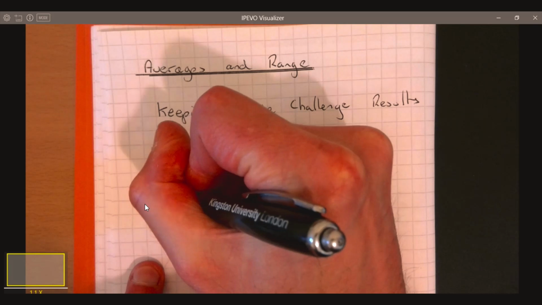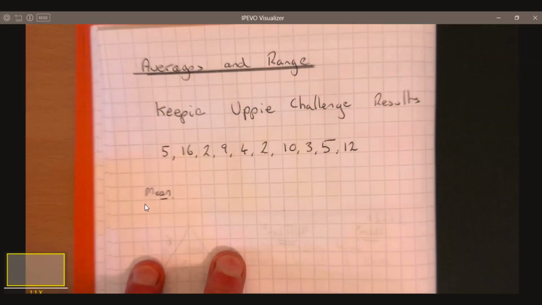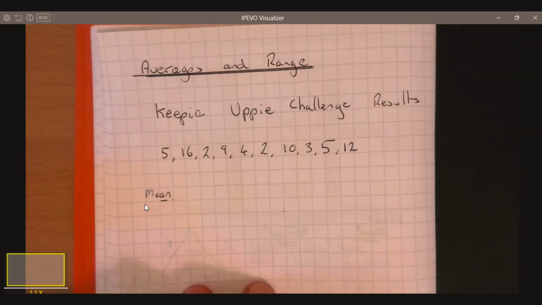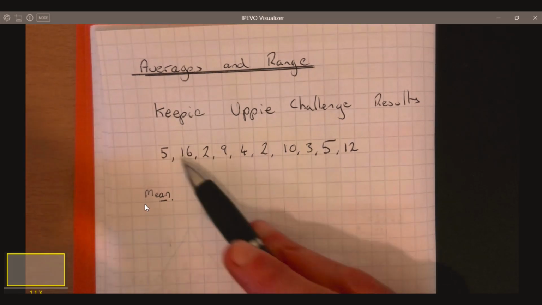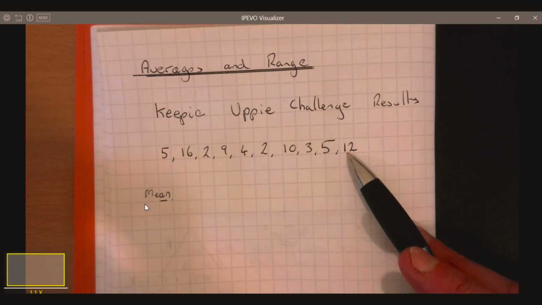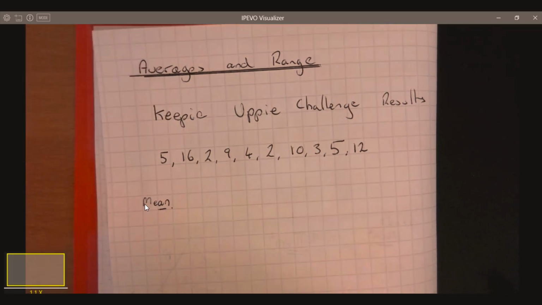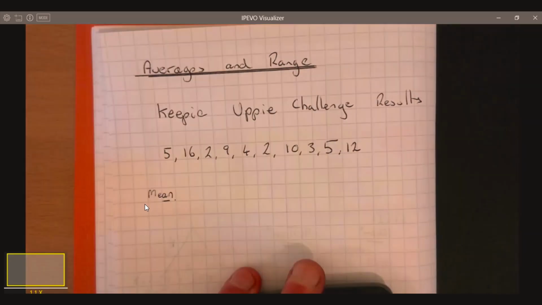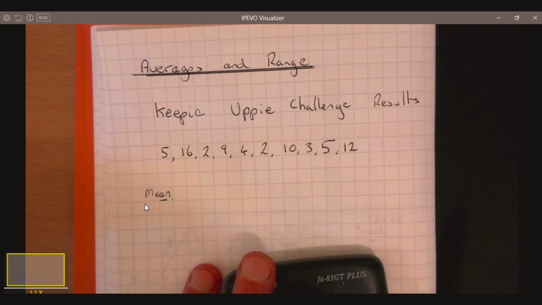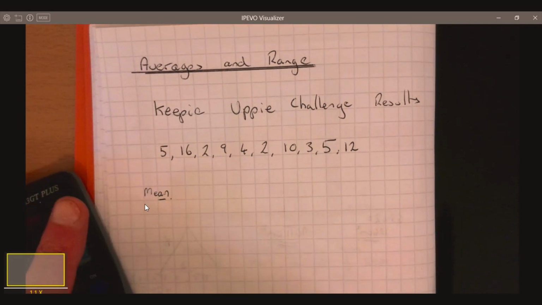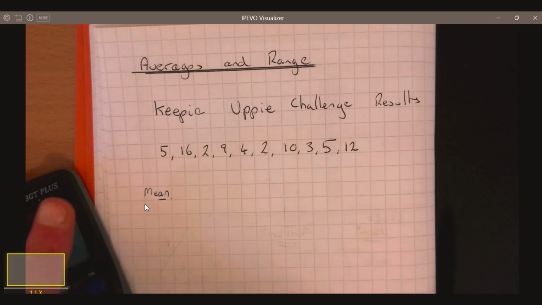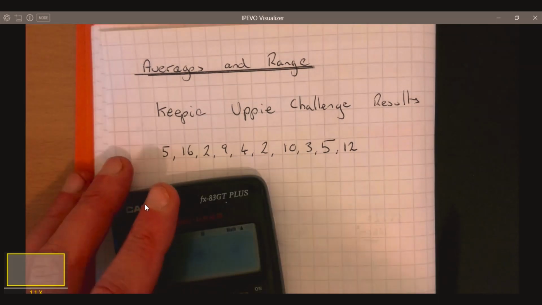So the mean is where we add the numbers up and then we just divide by how many there are. Now this is the one that most people tend to, if you're saying average, this is what most people have generally got in mind. So we get ourselves a calculator. Okay, you can use a calculator, it's fine, you're allowed.